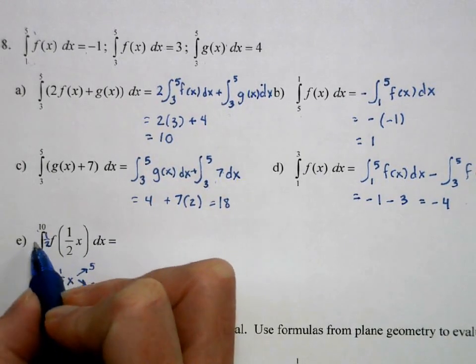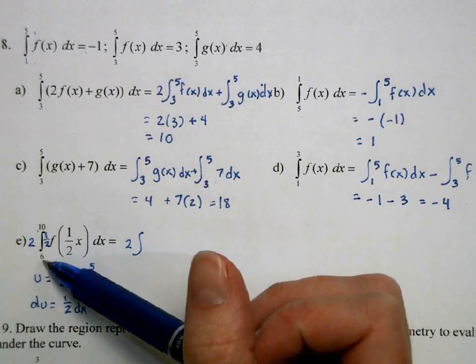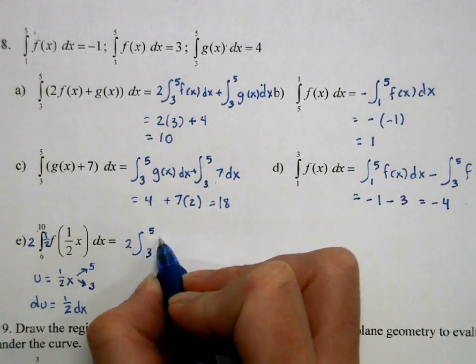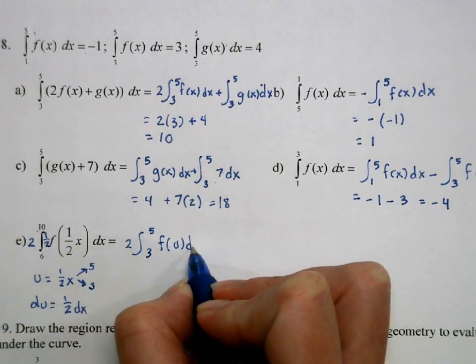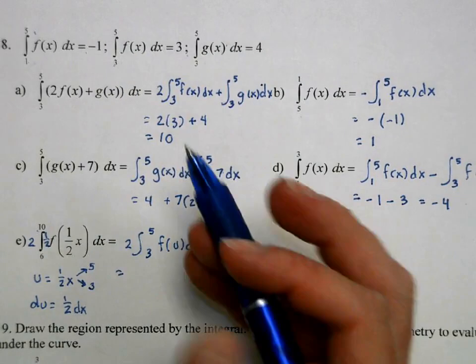So my new limits of integration are 3 and 5, which is good news. And I've got f of u du. Well, the integral from 3 to 5 of f is 3. So we're going to get 2 times 3, which is 6.